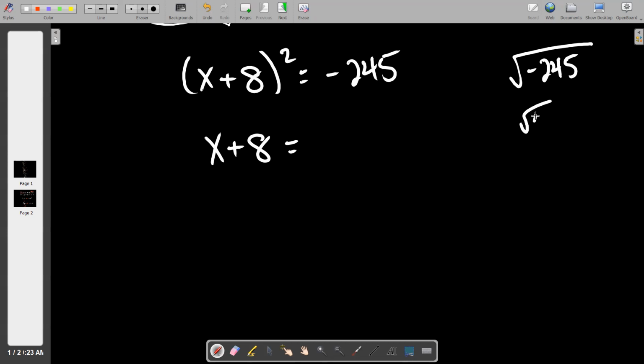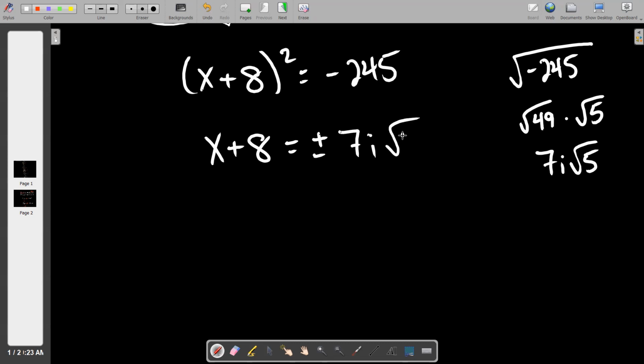So yeah, the square root of 49 and the square root of 5. Excellent stuff. I love how you do that. So that's going to be 7i root 5. Positive, negative 7i root 5.